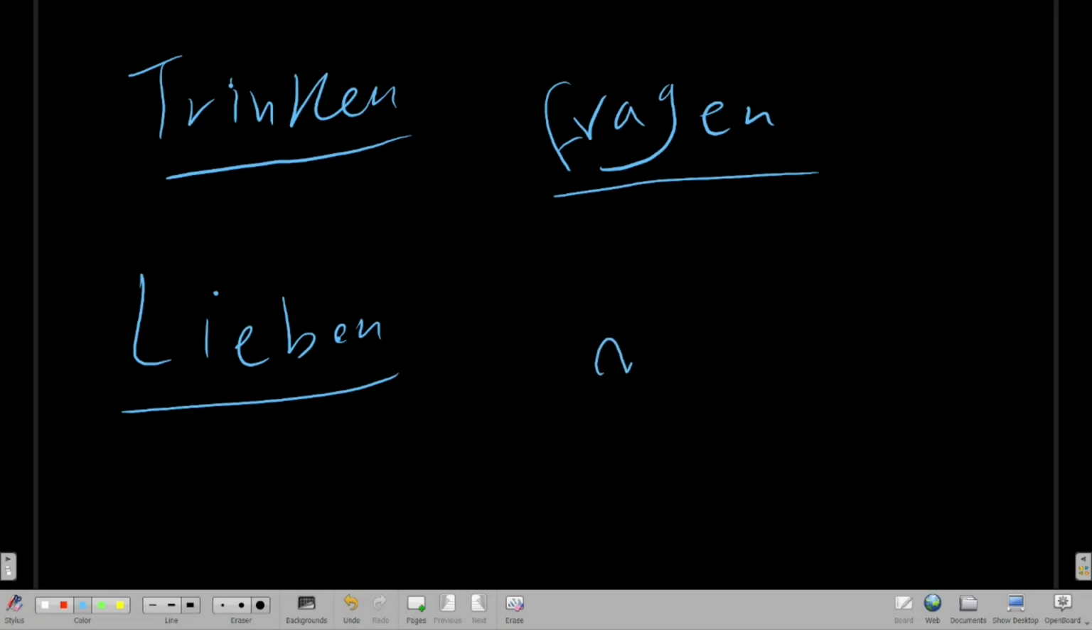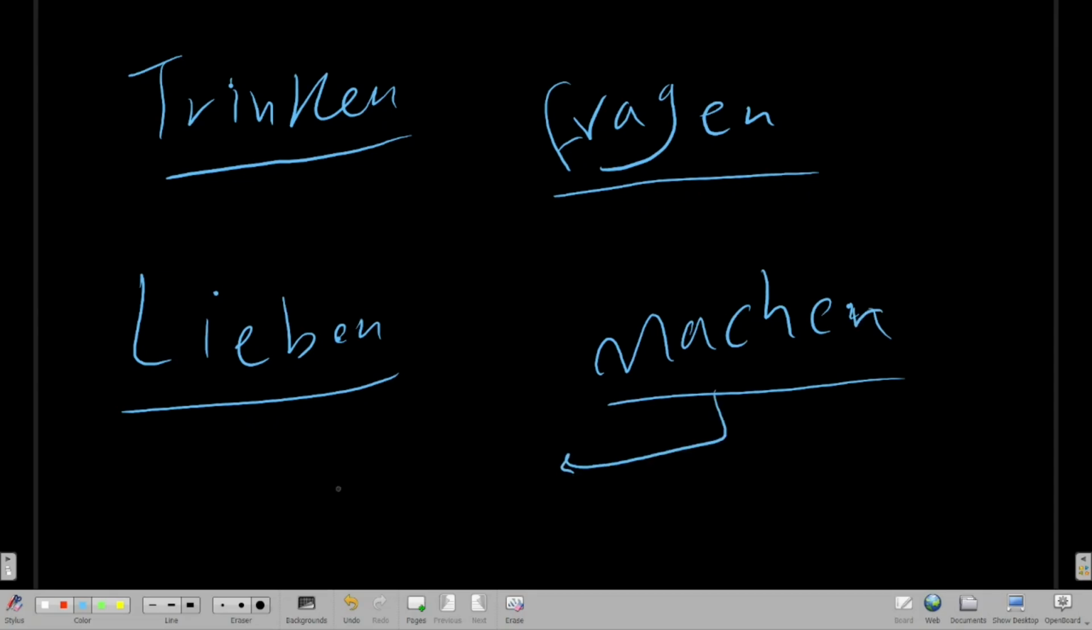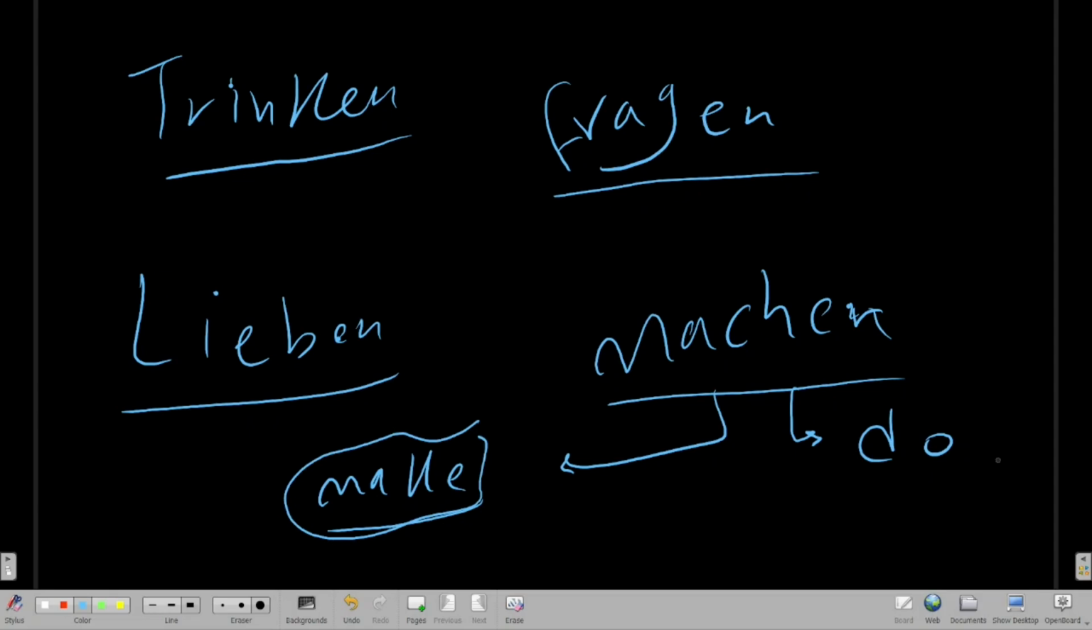So the next verb will be machen. Machen itself is like to make, but Germans use it as do. It's mostly like make, but it's closer to do. The verb for to do in German is tun, but Germans use machen for it. Like, what have you done would be was hast du gemacht, using this verb. Moving on.